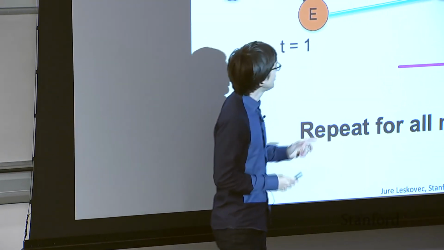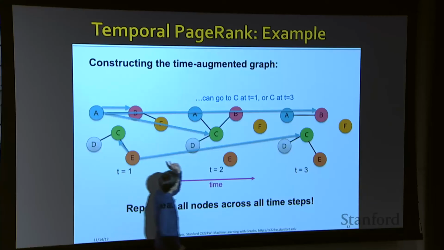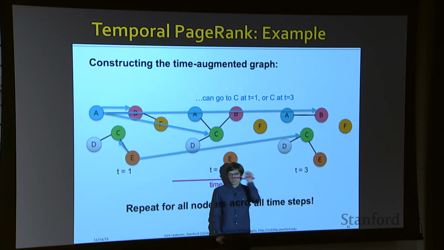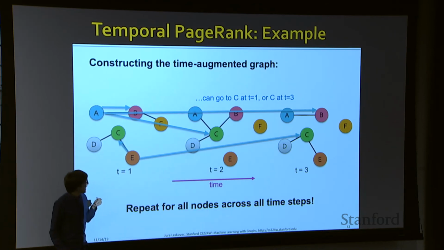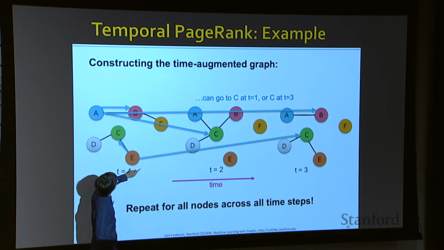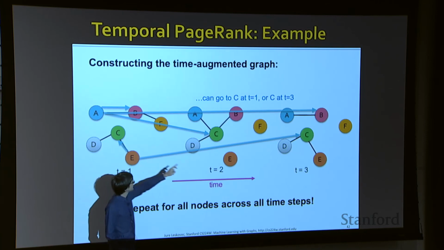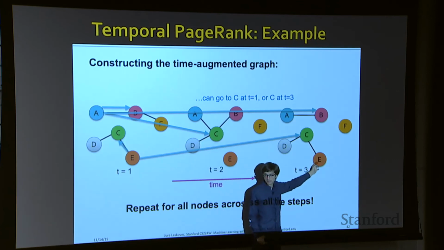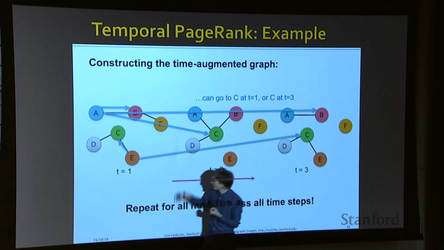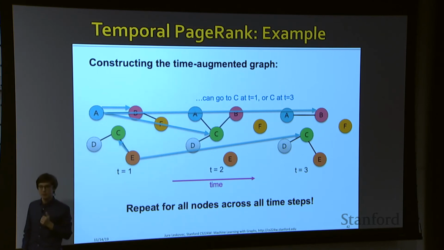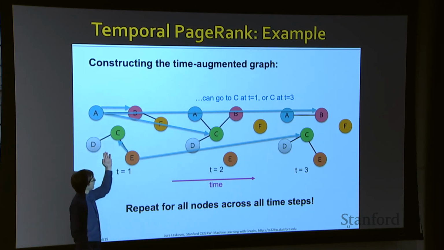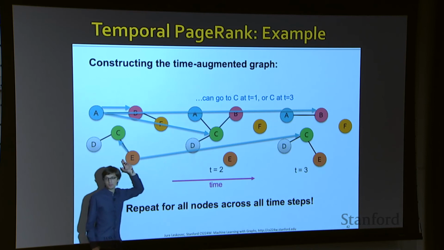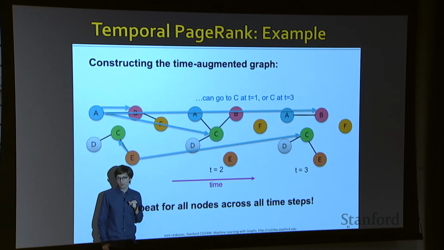The way I'm doing it here, the cross time edges are directed. The reason is that, of course, I could make an edge from E to C, and then I would also make an edge from C to E, right? But I want these edges to be directed because of time respecting walks, right? If you think about PageRank, I only want to go here. I cannot go back into the past. So these edges that go across time have to be only forward pointing, right?